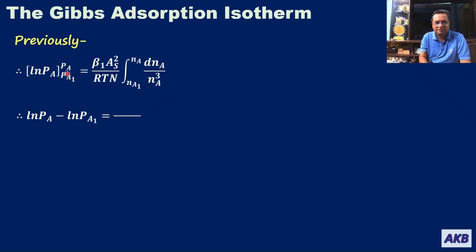So I will apply the limits on the left hand side. So it will be ln of Pa minus ln of Pa1, that is equal to beta 1 into a square upon RT capital N, and integration of 1 upon Na cube is Na raised to minus 2 divided by minus 2.